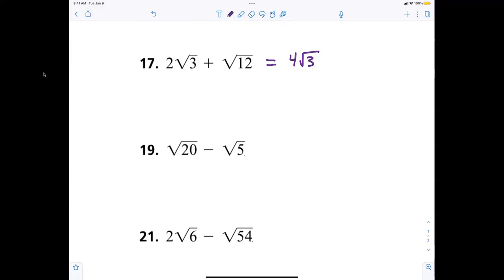Wow, those of you guys who were here yesterday, remember, there's a perfect square in 12. Yeah, it's not really that funny, guys. Right? I don't know what's wrong with you.